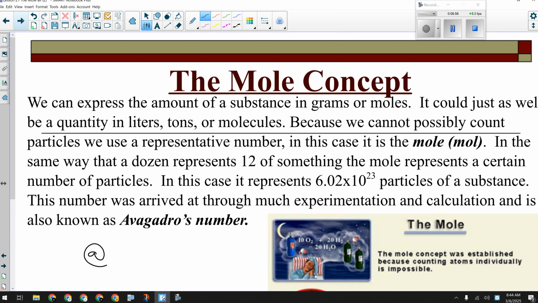But as we've already established, knowing the exact number of molecules by counting them is impossible. But sometimes it's still good to have an idea of how many molecules we might have. That's where the mole equation comes into play. It can help us to calculate that. All right, so we can't possibly count particles, so we use this representative number called the mole.